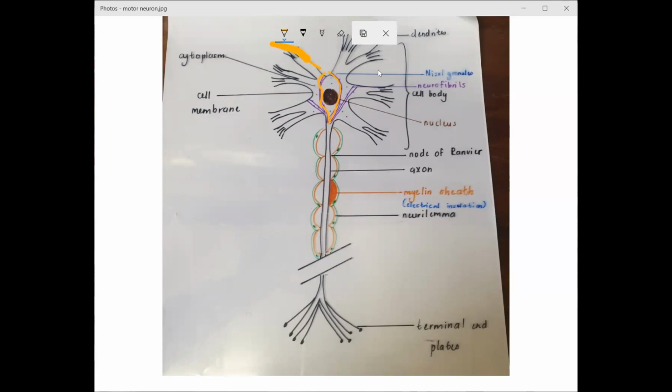The dendrites take the impulse to the cell body. The axon takes the impulse away from the cell body. The axon, very important, is surrounded by this purple layer, which is the myelin sheath. The myelin sheath is there for electrical insulation, and it speeds up the transmission of the impulse. The membrane of the myelin sheath, which I drew in green, is the neurilemma.